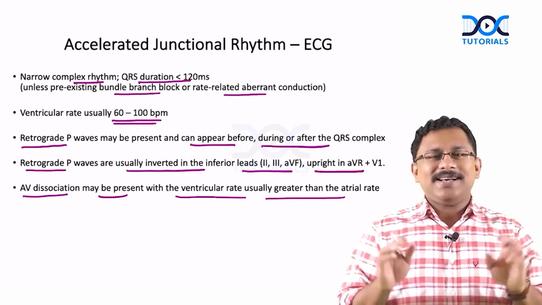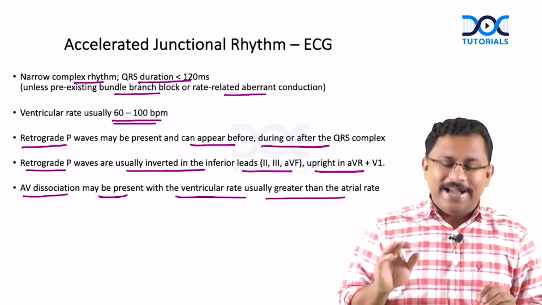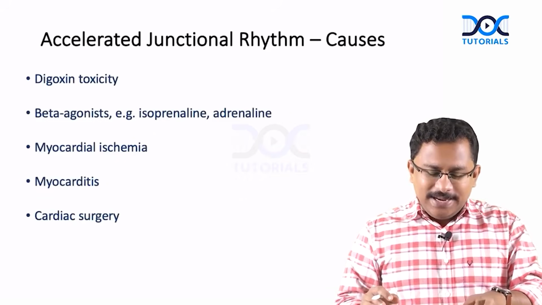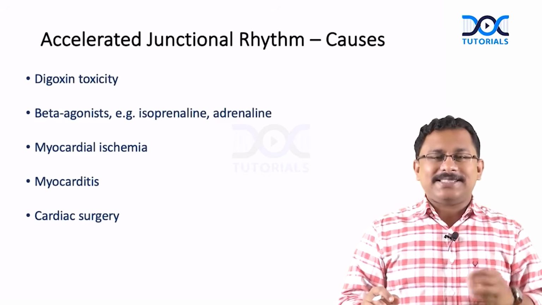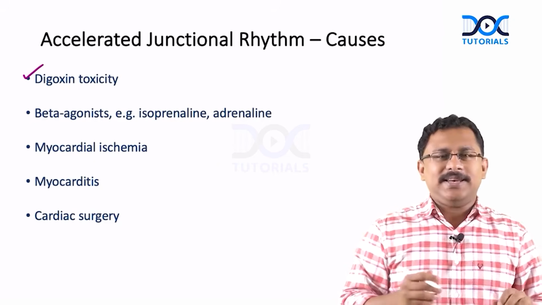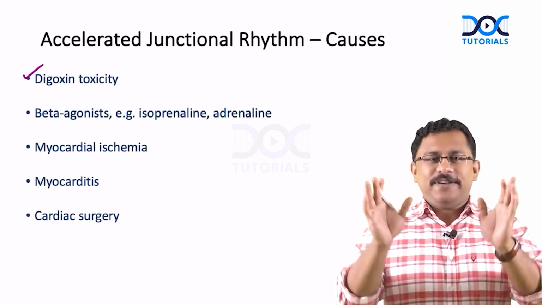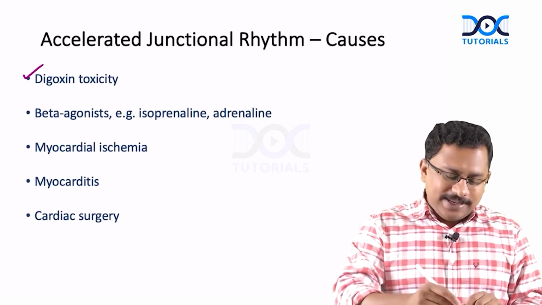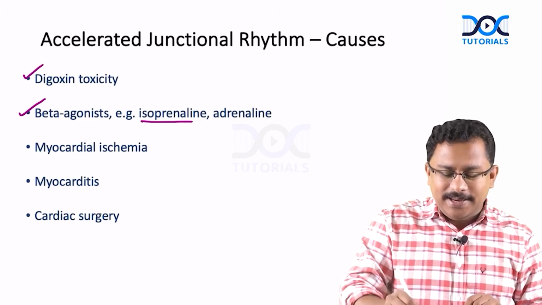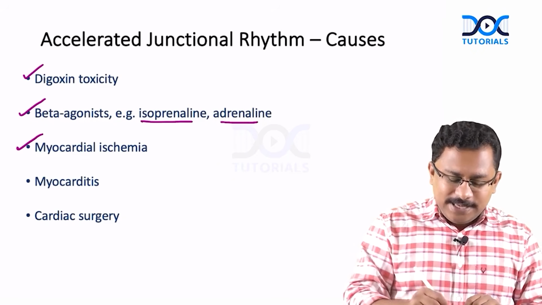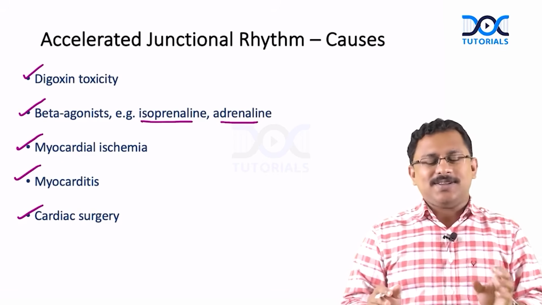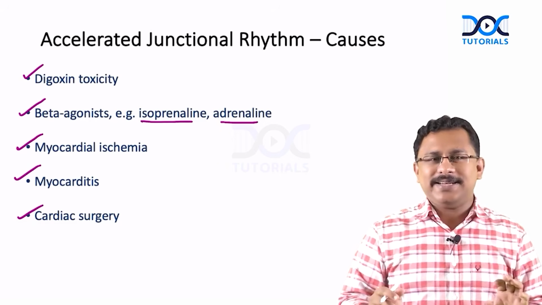Okay, so these are the ECG features of accelerated junctional rhythm. Clear? Okay, and what are the causes of accelerated junctional rhythm? It can be because of digoxin toxicity. Remember, this is not specific for any condition but can occur as a part of digoxin toxicity. Beta agonists like isoprenaline and adrenaline, myocardial ischemia, myocarditis, cardiac surgery, these are the causes of accelerated junctional rhythm.